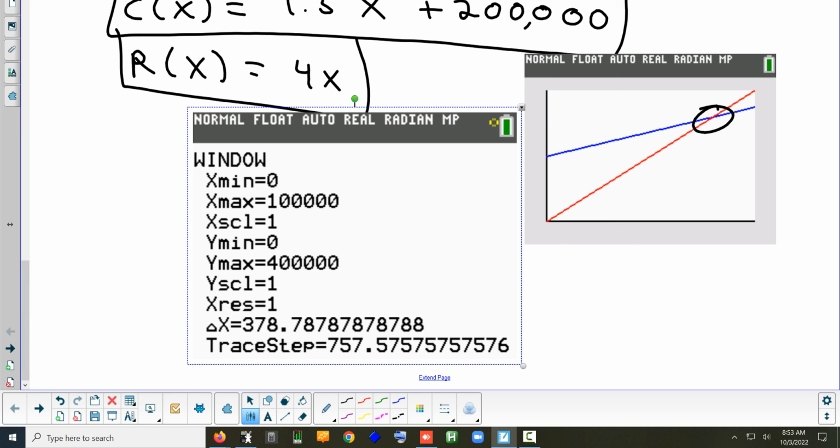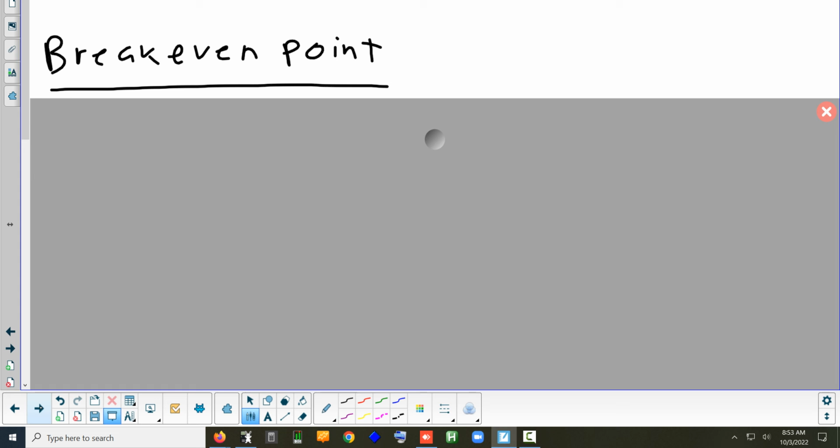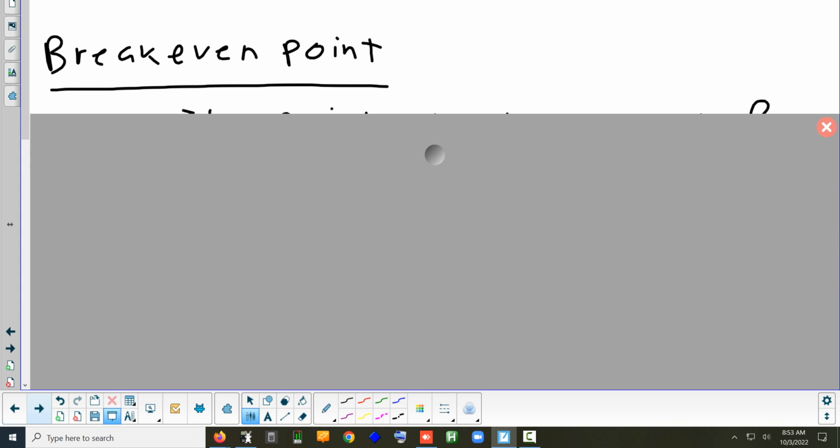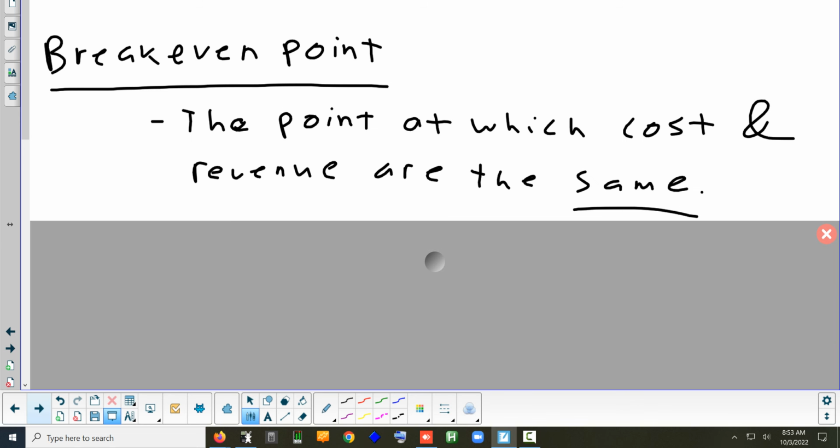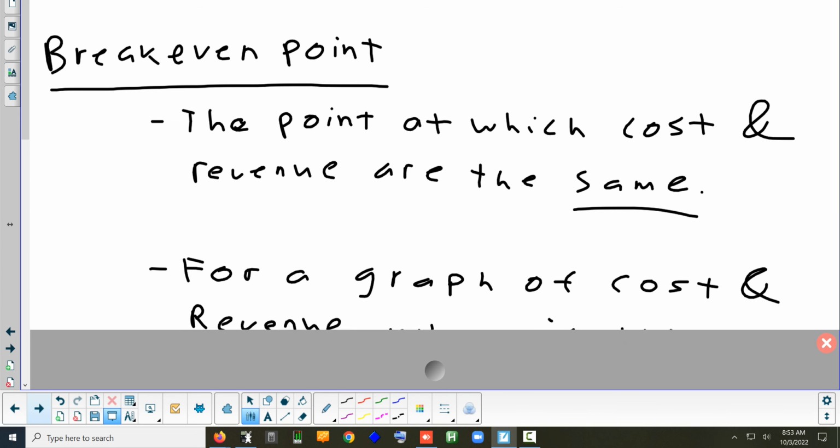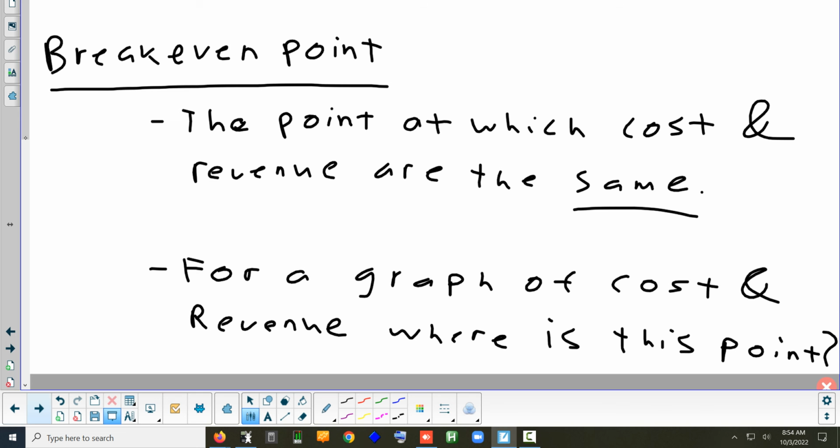If you own a company, when your cost and your revenue finally match up, does anybody know what that point is called? Yeah, it's breaking even. It's where you break even. And that's called the break-even point. It's where you've now made back all the money you had to invest to start your company or pay your costs. And anything from this point forward is now profit. So a break-even point is when the cost and the revenue are the same.